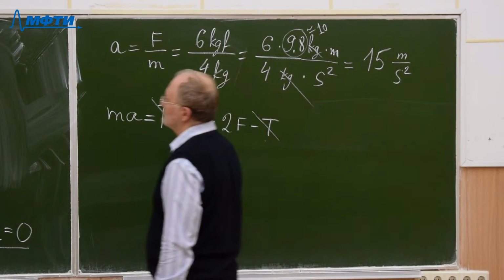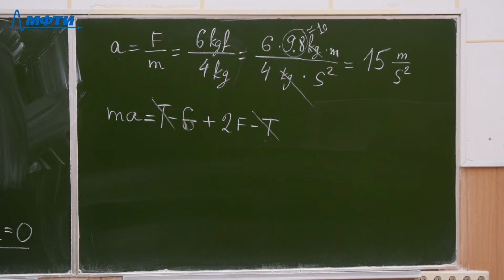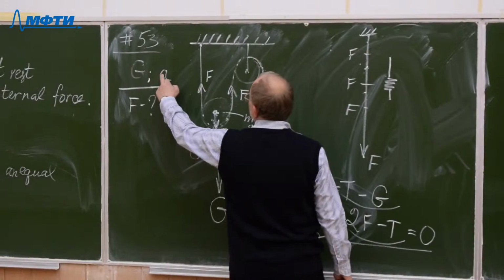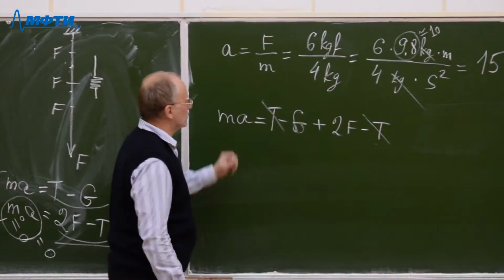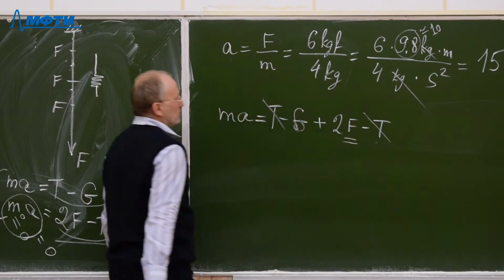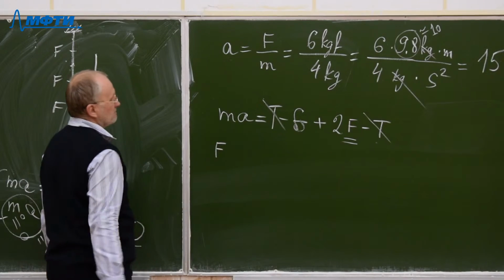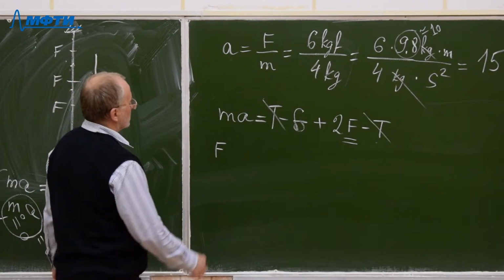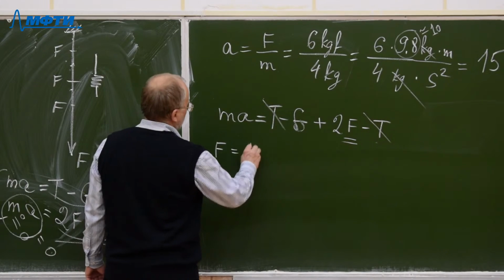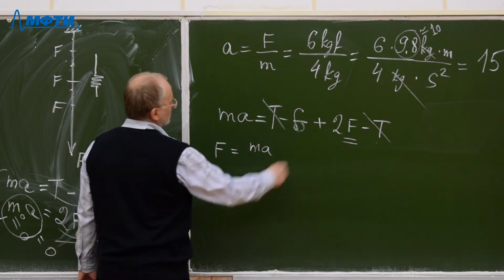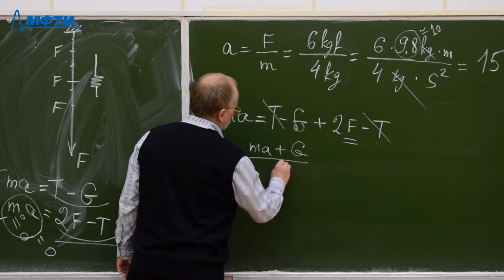And what we have to find? We have to find the force F needed to arrange for the body to accelerate with acceleration a, to move with acceleration a. We have to find the force F. Okay? Is it difficult to express the force F here? No. So that will be ma from this equation plus G divided by 2.